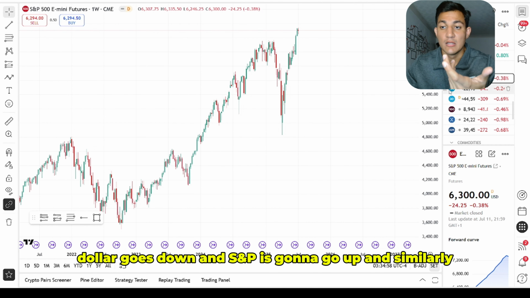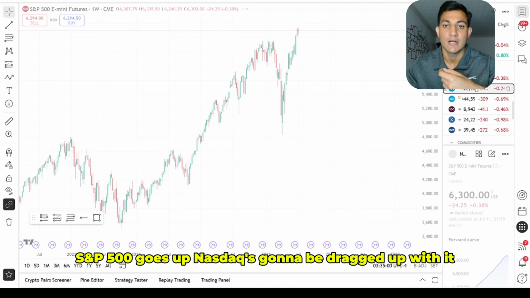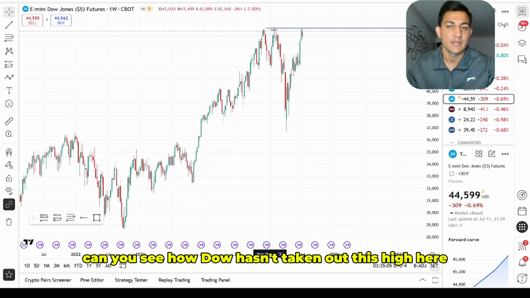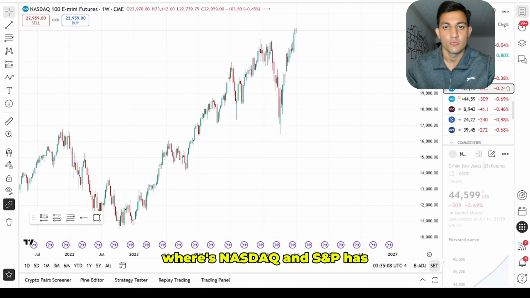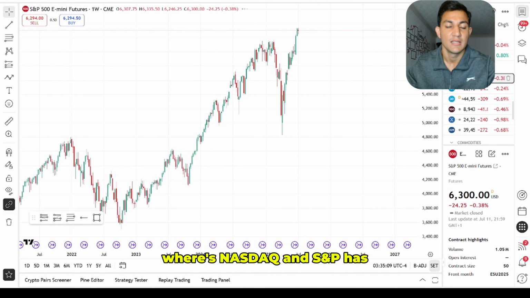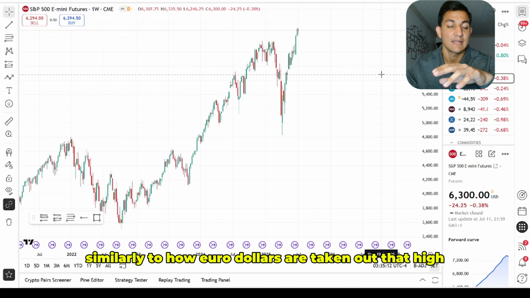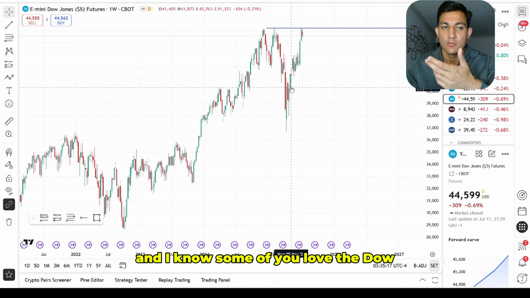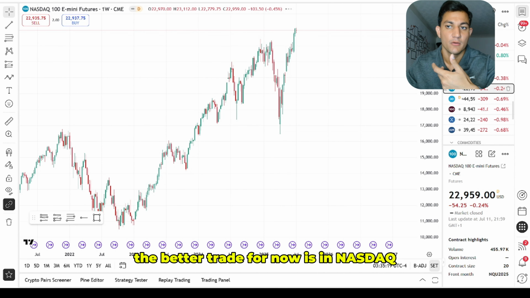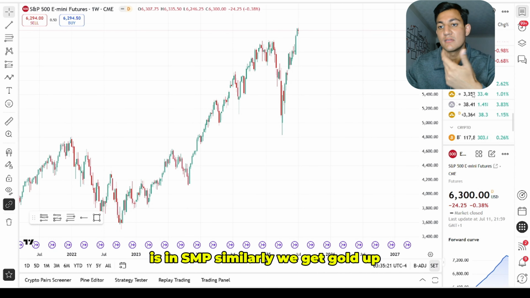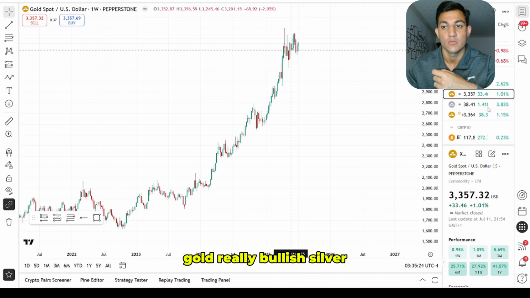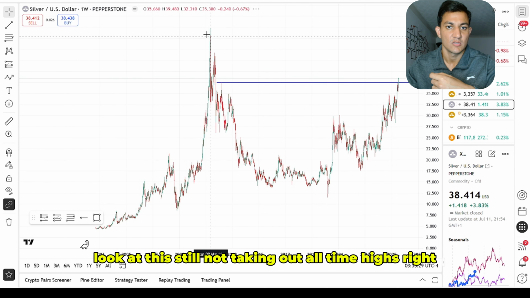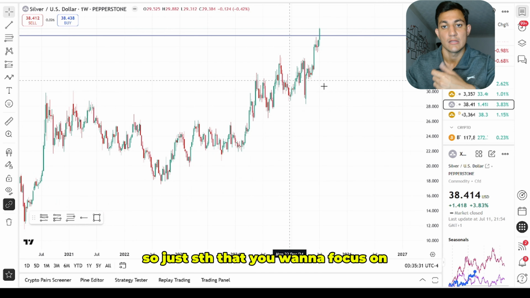And similarly, when the S&P 500 goes up, Nasdaq's going to be dragged up with it, and Dow's also going to be dragged up with it. Again, can you see how Dow hasn't taken out this high here, whereas Nasdaq and S&P have? Similarly to how EURUSD's taken out that high, Australian dollar hasn't. What that means is you don't want to look for longs in Dow. And I know some of you love the Dow. The better trade for now is in Nasdaq, in S&P. Similarly, if we get gold up, gold really bullish, silver, look at this, still not taking out all-time highs, right? So just something that you want to focus on.